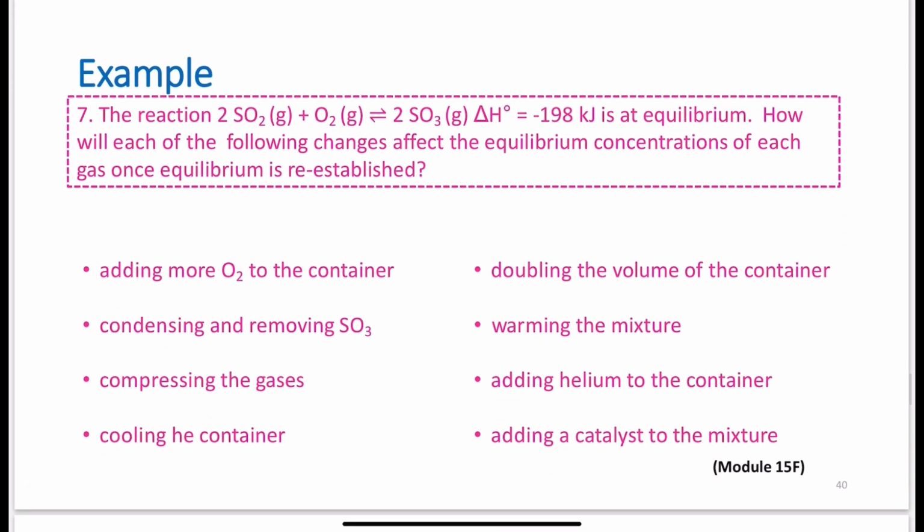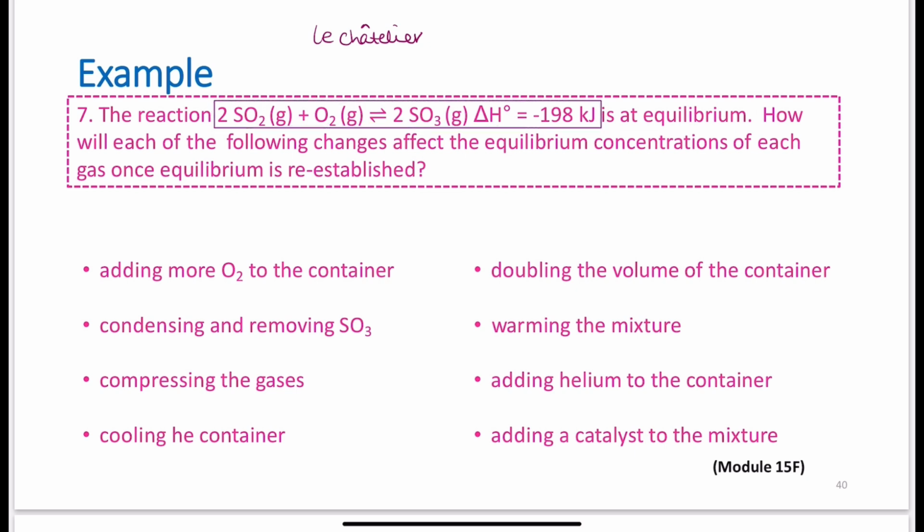Okay. Another Le Chatelier principle. The reaction, 2 moles of SO2 plus 1 mole of O2 is in equilibrium with 2 moles of SO3. Definitely seen that reaction recently. Delta H here is negative 198 kilojoules. And again, I'm not writing per mole here because this is 198 kilojoules as written. Let me emphasize what I'm trying to do here.